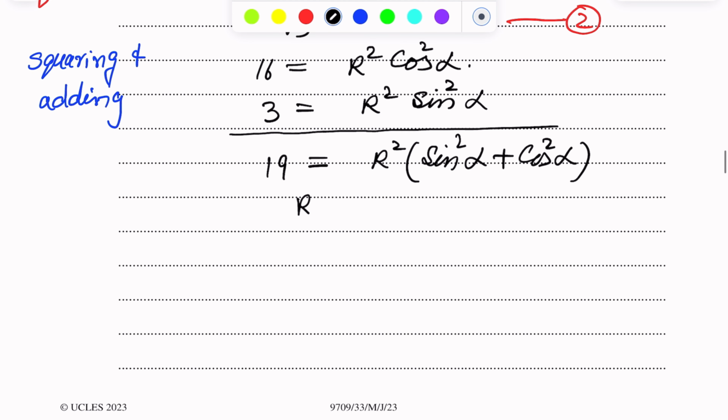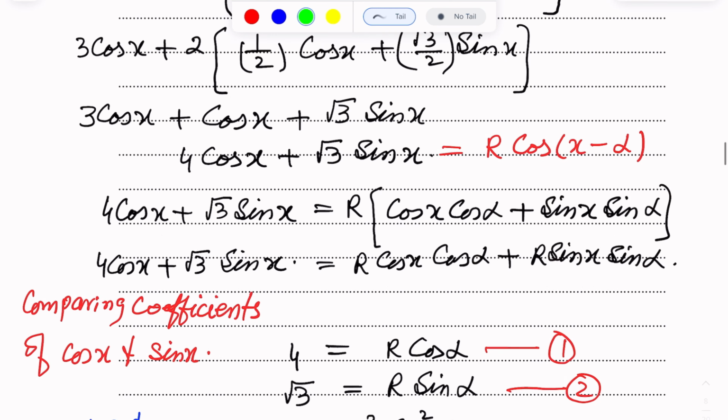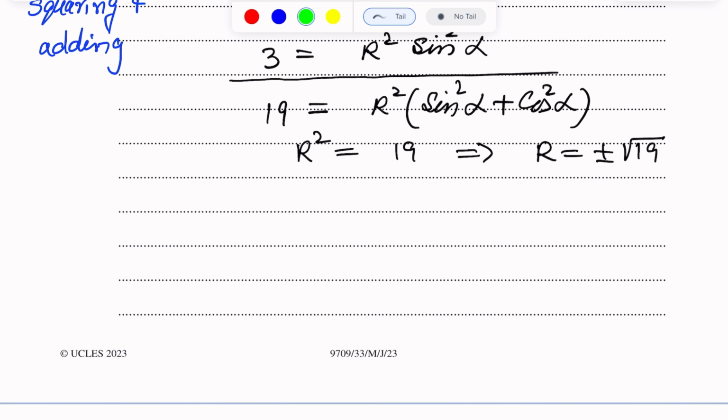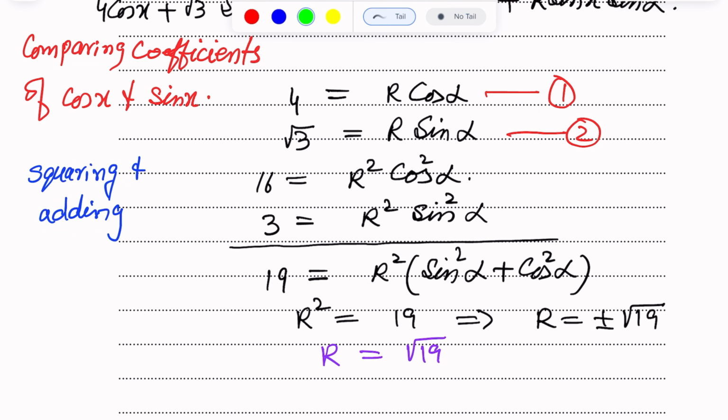So we have two values of r. Taking the square root, we get r is equal to plus or minus root 19, but it is given in the question statement that r is positive, so we are taking the positive value of r, that is root 19. So next, the third step. The first step is comparing, the second is squaring and adding, and for the third step, now we will find the value of alpha. So we are dividing these two equations. The third step will be dividing.